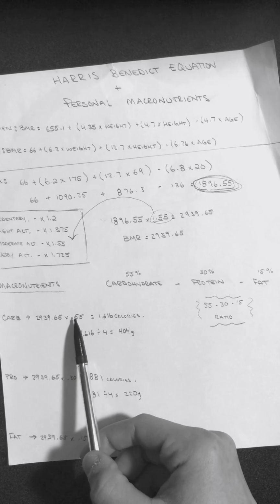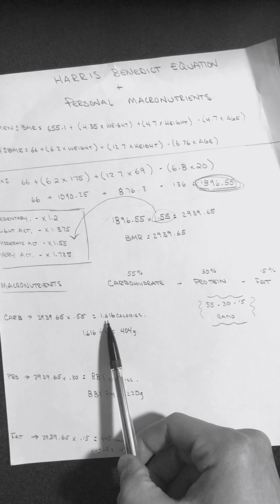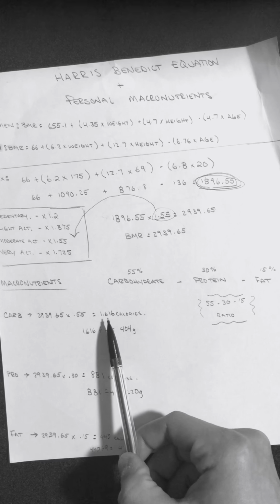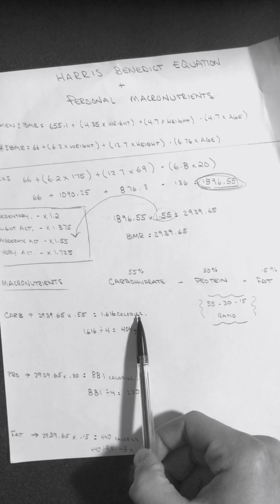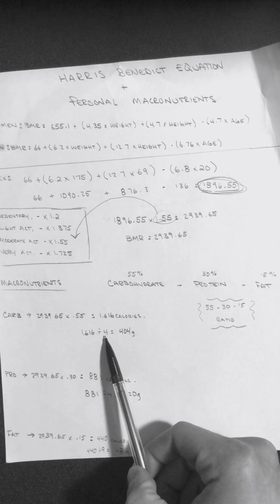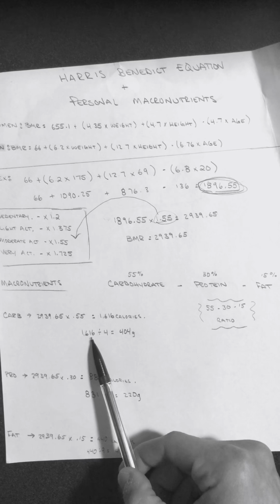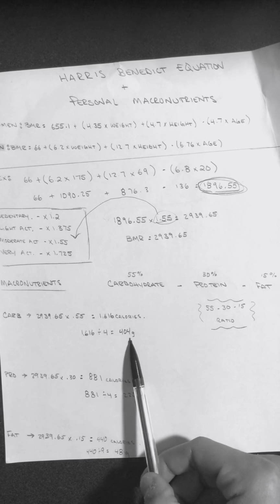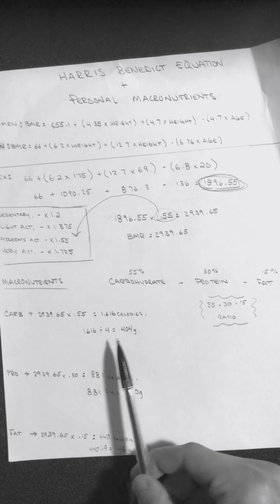So for carbs, you do the total calories, 2,939.65 times 55, the ratio, 0.55, and that equals 1,616 calories. If you want that broken down into grams, though, you got to divide it by 4 because there's 4 calories per gram in carbohydrates, which gives us 1,616 divided by 4, which gives us 404 grams of carbohydrates a day I would need.